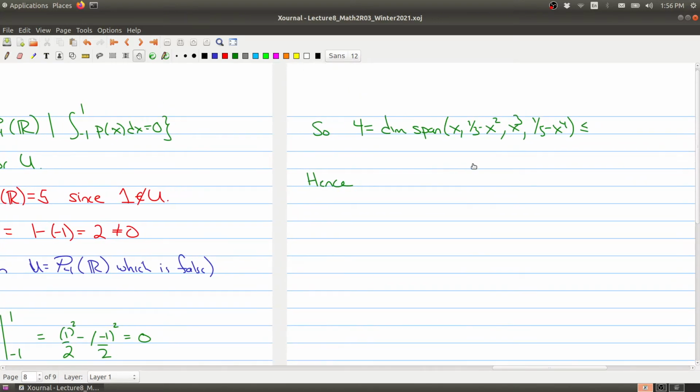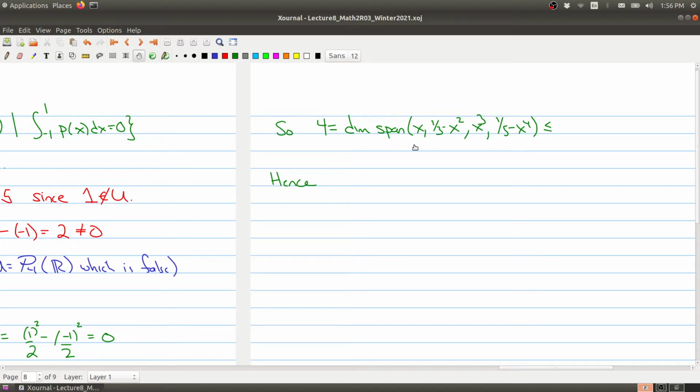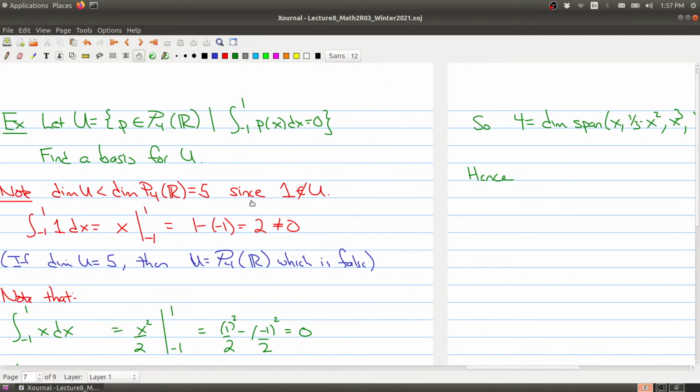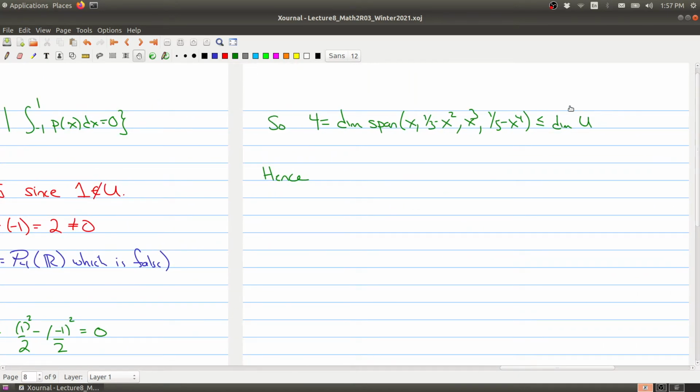But what else do we know? Well, the span of these things here is inside of U, right? So we know that this set here is inside of U, so it's a subspace, so the dimension of U has to be greater than or equal to this space right here, because this is a subspace. And what we proved or mentioned at the very beginning of this example was the dimension of U couldn't be 5, so it has to be less than or equal to 4.